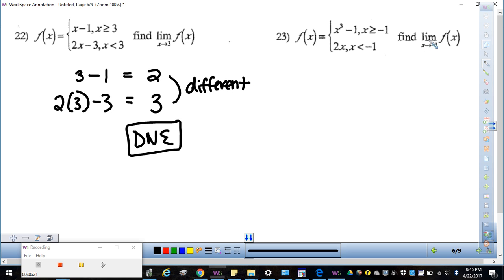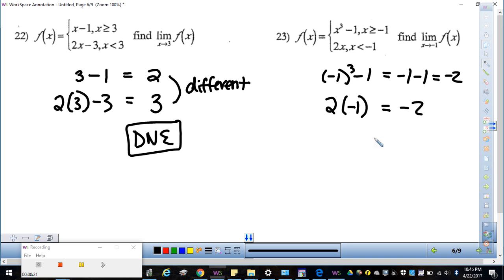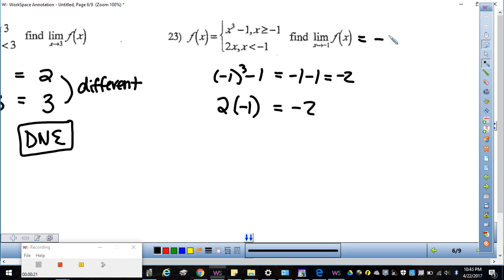Let's try this one. The limit as x approaches negative 1. So if we were to plug in negative 1 to the top, that's negative 2. If we plug negative 1 into the bottom, it's also negative 2. So because they're the same, we'll say overall our limit is just equal to negative 2.